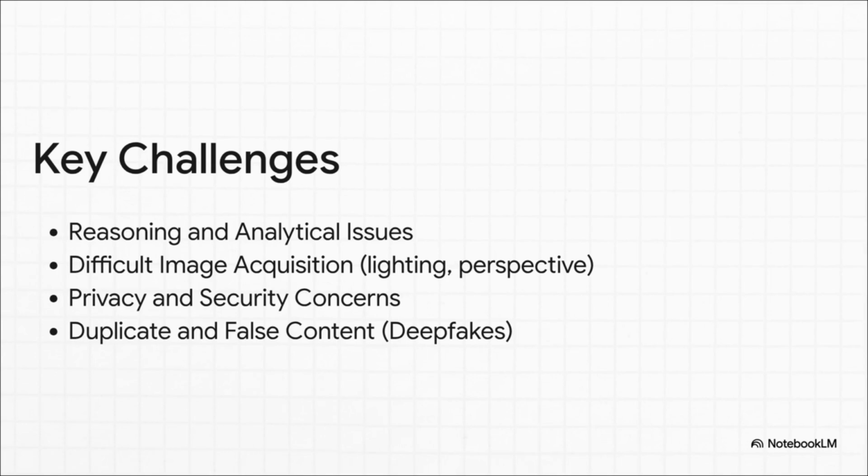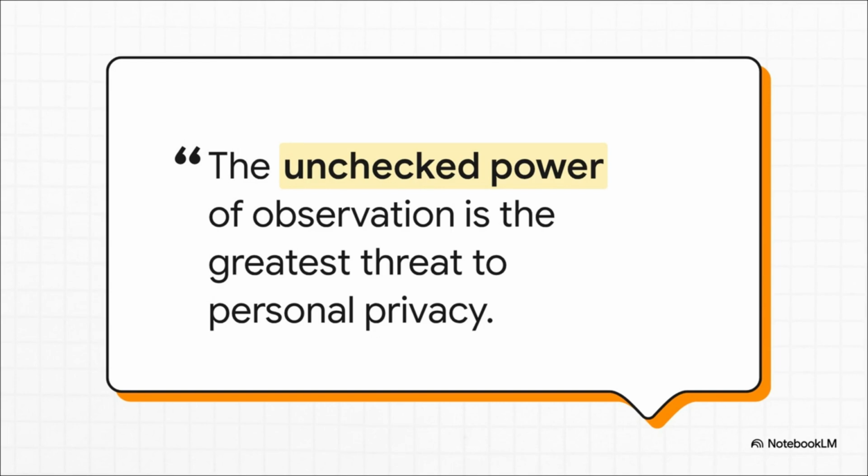But the societal challenges, they're way bigger. Mass surveillance using facial recognition raises huge privacy questions. And of course, the rise of deepfakes, those perfectly realistic but totally fake videos, threatens the very idea of visual proof. And this really gets to the heart of the ethical dilemma. When machines can watch and identify us absolutely everywhere, we're faced with a pretty stark reality. The unchecked power of observation is the greatest threat to personal privacy. It forces us to confront a really tough question. Where is the line between security and our own freedom?